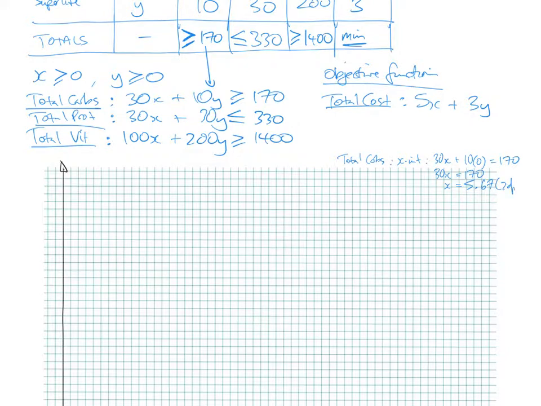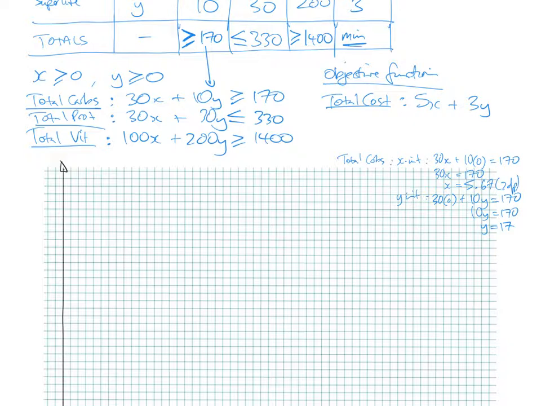5.67 to 2 decimal points, so 6 recurring actually. What's the y-intercept? Y-int is going to be 30 lots of 0 plus 10y is equal to 170. 10y is equal to 170. Y is equal to 17.